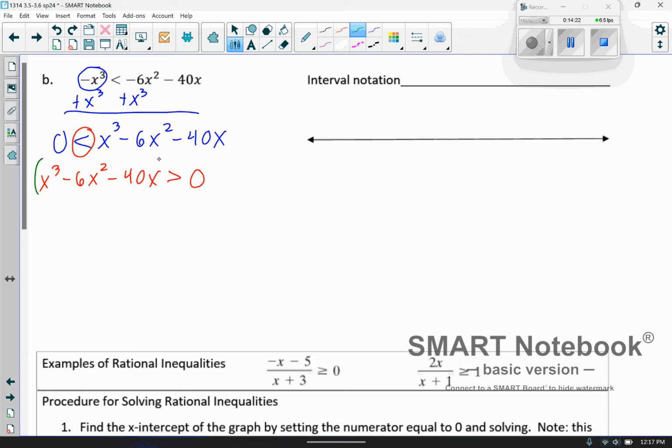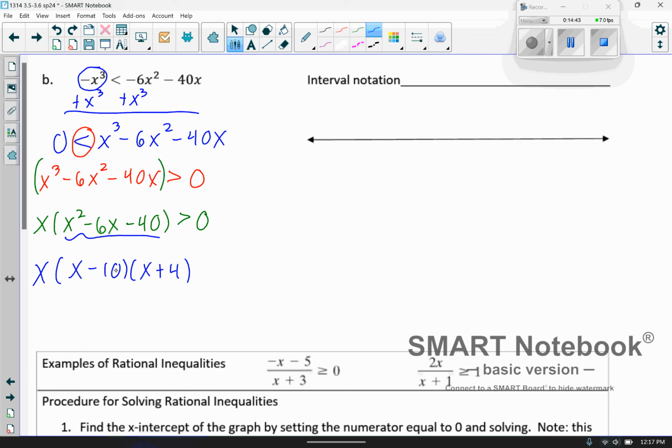What I notice is I can factor out an x to get started, and I'm left with x squared minus 6x minus 40 greater than 0. And then I can factor this right here. Let's see, what's that going to factor into? I believe a minus 10 and a plus 4, right? So negative 10 times 4 is negative 40. Those two numbers would add to give me that minus 6 right there.